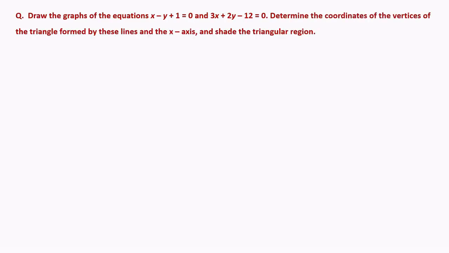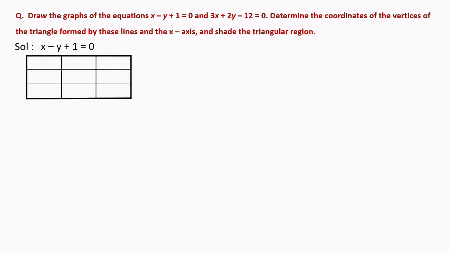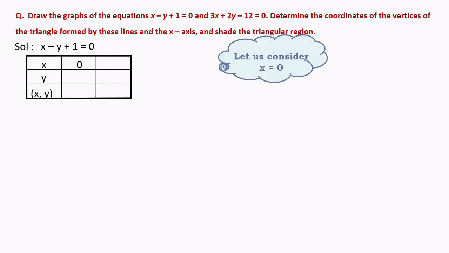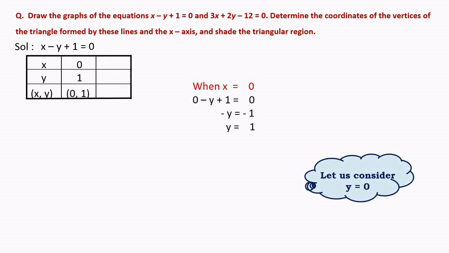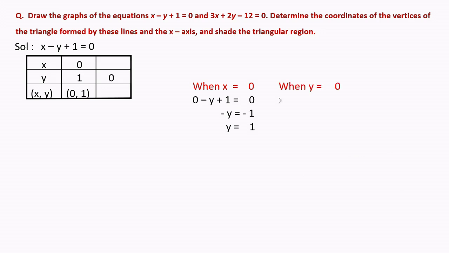Let us solve this question using the graphical method. We are given two equations, x minus y plus 1 equals 0 and 3x plus 2y minus 12 equals 0. First, take the equation x minus y plus 1 equals 0. When x is 0, we get minus y plus 1 equals 0, so y is 1. So, the point is (0, 1). When y is 0, we get x plus 1 equals 0, so x is minus 1. So, the point is (minus 1, 0).